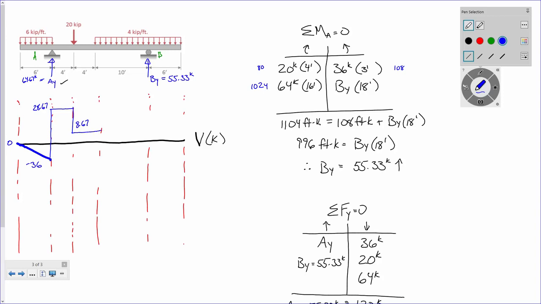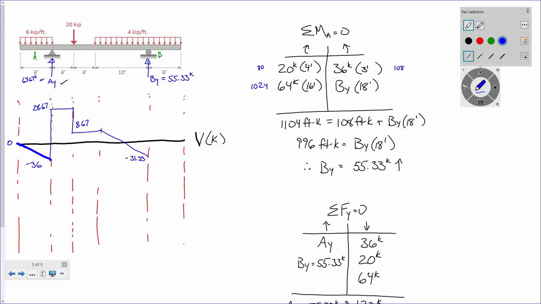And then now we hit a distributed load. So I go down 4 kips per foot, for 10 feet. 4 times 10 is 40, right? So if I'm at 8.67 and I go down 40, what's that going to put me at? Maybe somewhere like that. That's supposed to be a straight line.